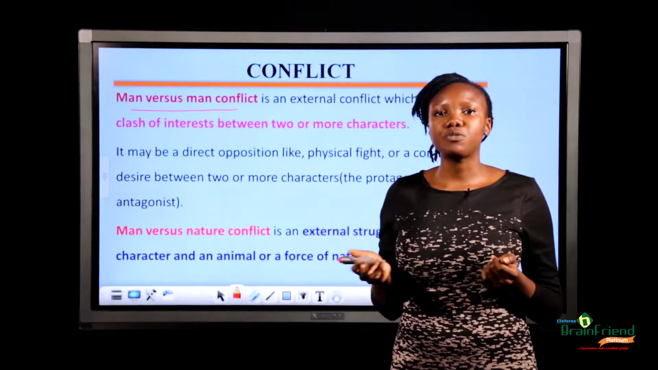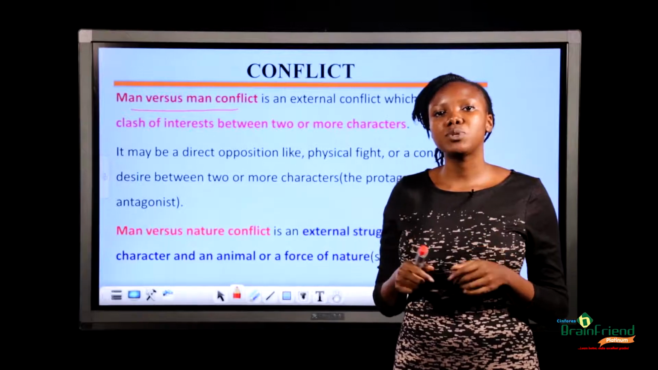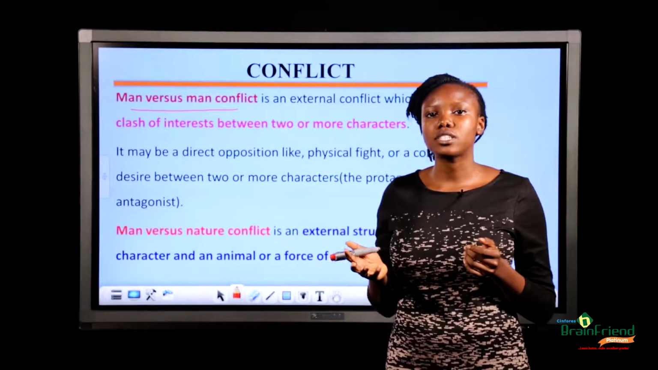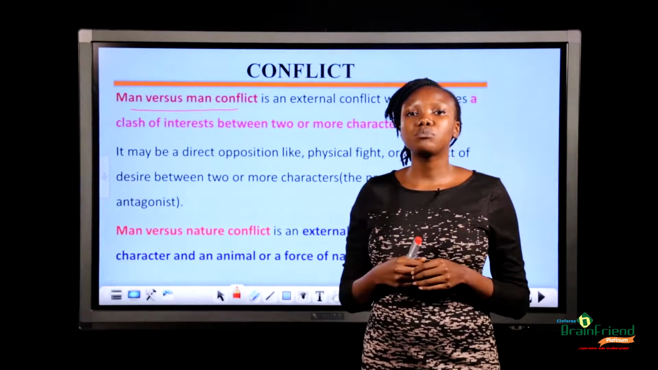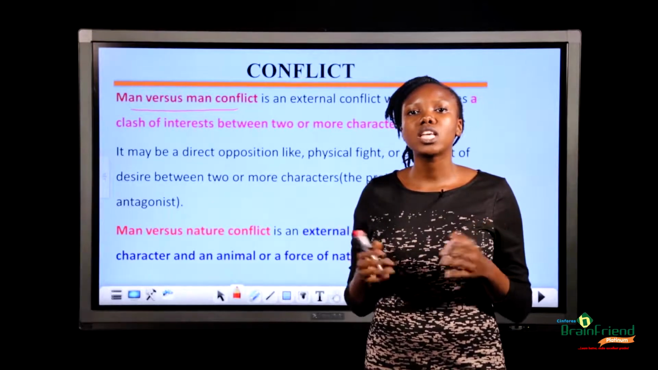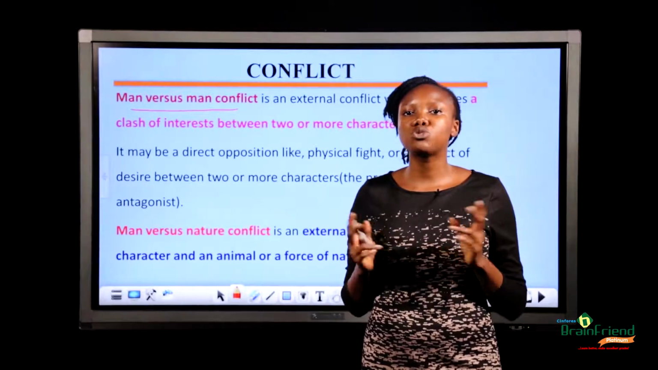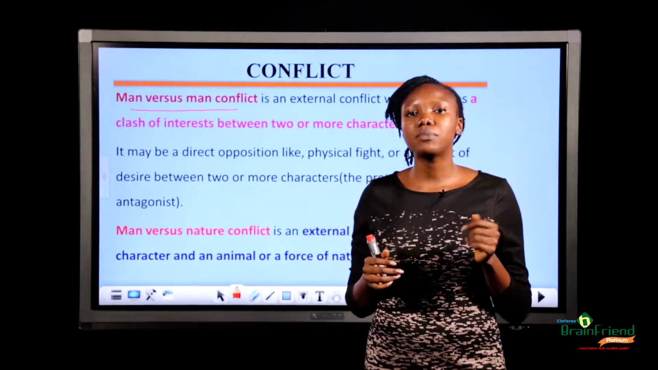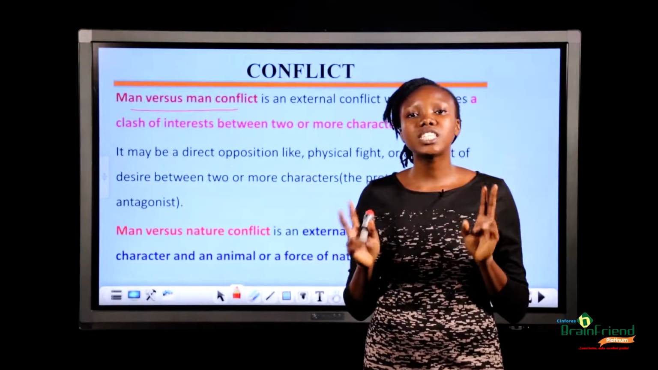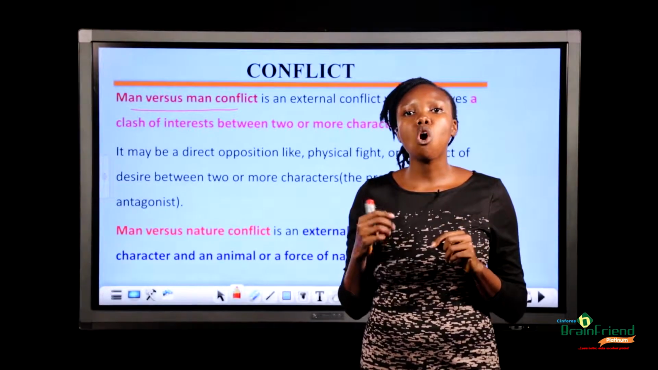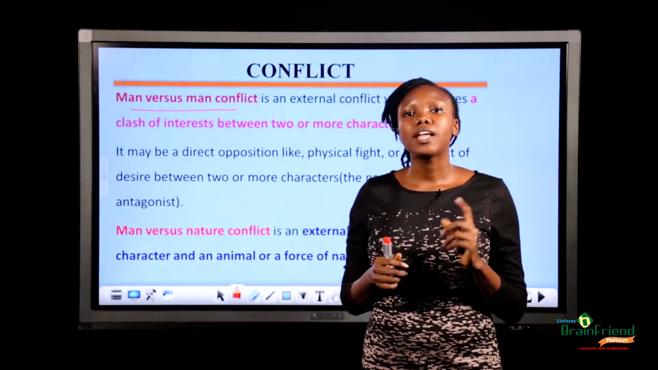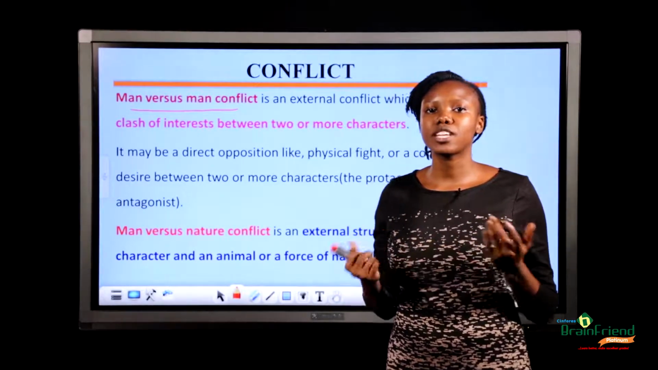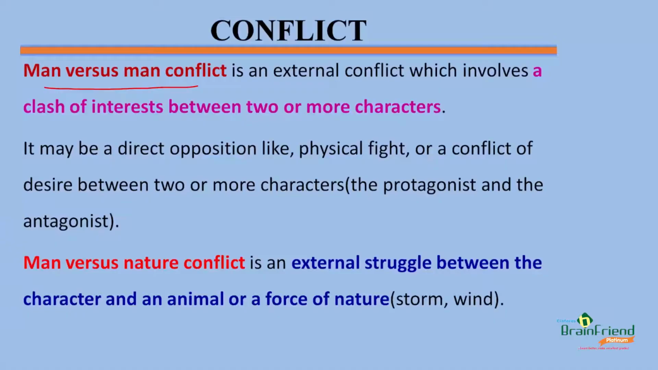This can be a clash of interest. We can see this between the protagonist and the antagonist. For example, in William Shakespeare's Romeo and Juliet, we see a conflict between two families, the Capulet family and the Montague family. These families were enemies almost throughout the play. Now let's see another kind of external conflict.